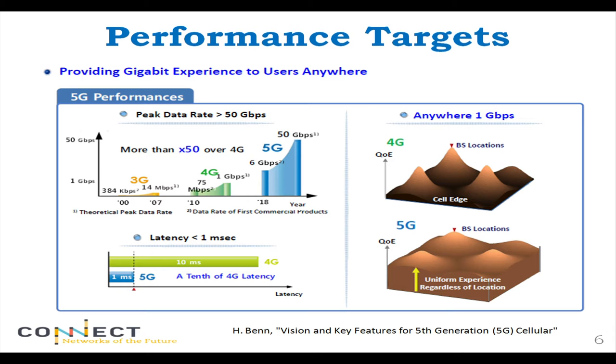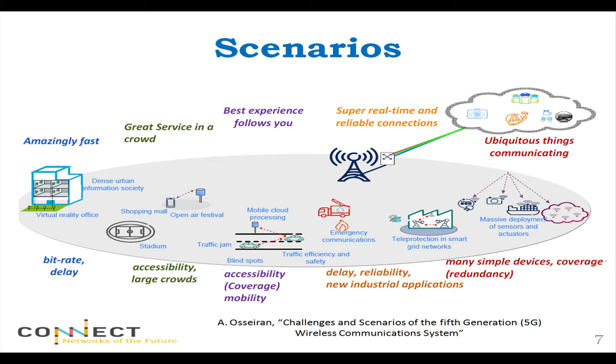So scenarios, I said a bit about it. You do have things like virtual reality, of course, and events like concerts or religious festivals, sport events, right, where a lot of people gather. So that's where you stress the network the most, because you do have to provide good performance with the same set of resources to a much broader set of users.